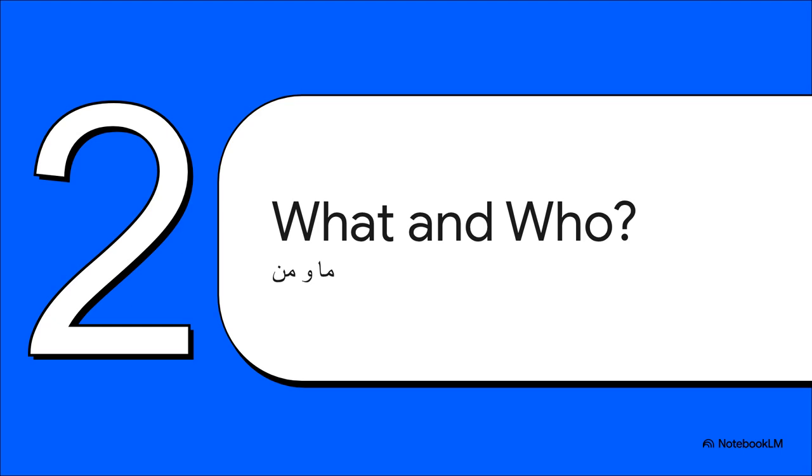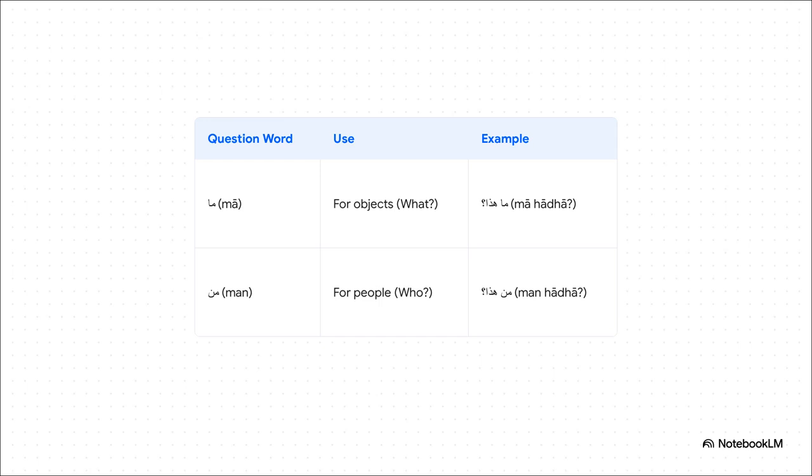Okay, so you can point at stuff and say what it is. That's awesome. But what if you don't know what it is? Well, for that, we're going to need a couple of question words, specifically for asking what and who. And here is the key difference you have to remember. For objects, for things, you use ma. So you'd ask, ma hada, what is this? But if you're talking about a person, you have to use man. You'd ask man hada, who is this? It's a really important distinction for asking the right question.